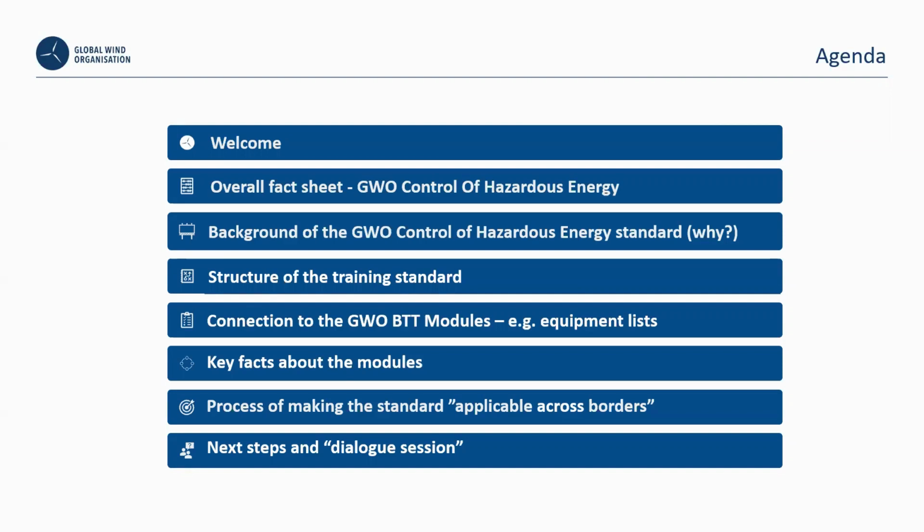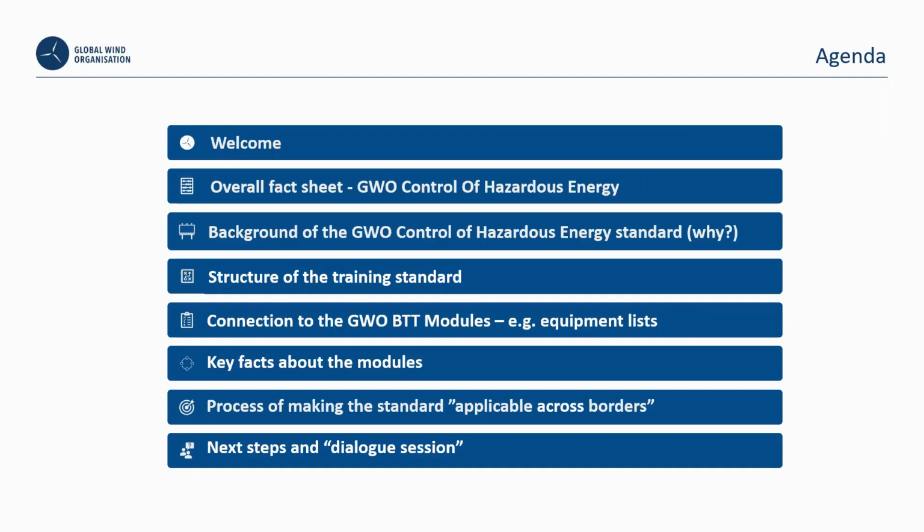Then we look at the structure of the training standard. That is mainly: what are some of the prerequisites for each of the modules? How do they all fit together? And what is the sequence of it? Then there's also part of this, which is inherent in the GWO training standard, the connection to the BTTs. Here I used an example of the equipment list, but there's also the possibility to dive into a little bit more detail about this.